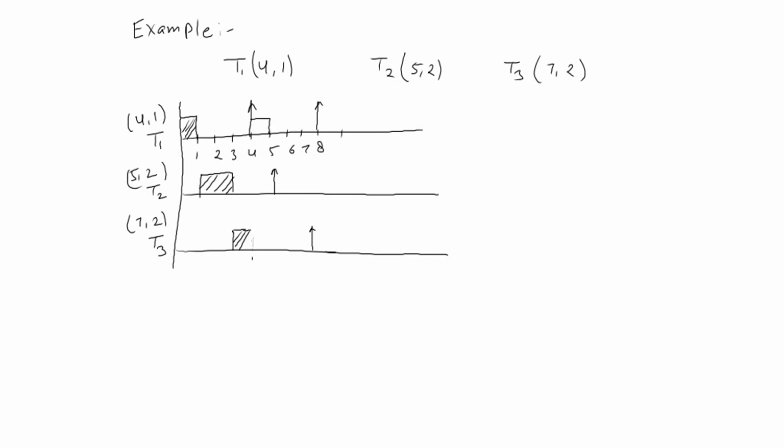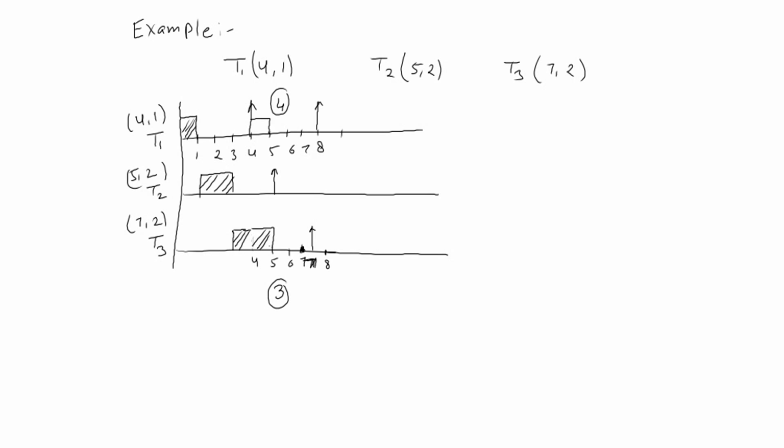Let me mark it here: this is 4, this is 5, this is 6, this is 7, and this is 8 here. T3 has a deadline of 3, and T1 has a deadline of 4. Whose deadline is near? The T3 deadline is near, so who will execute? T3 will execute.